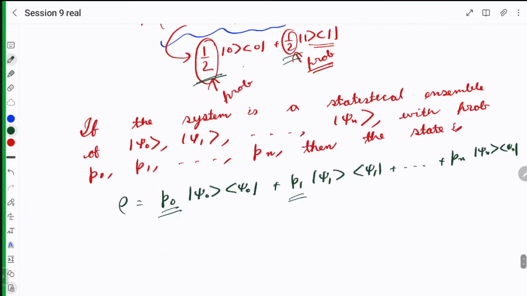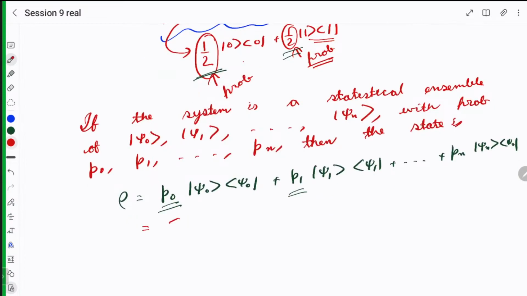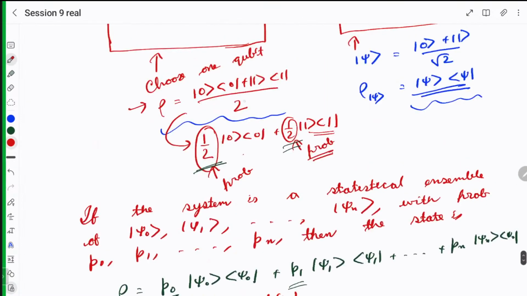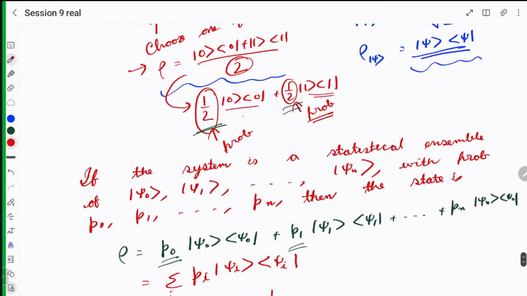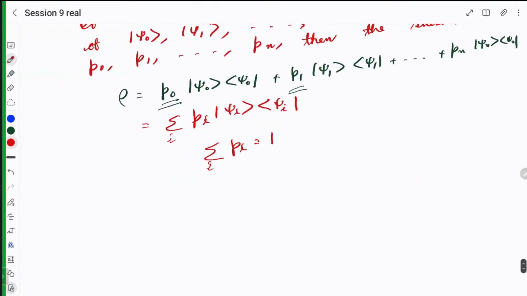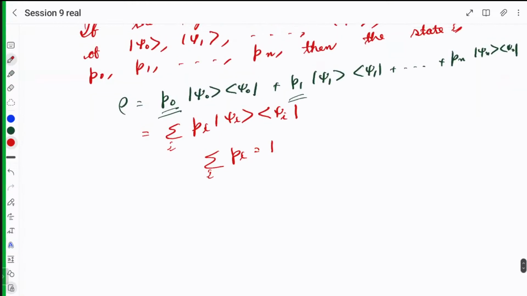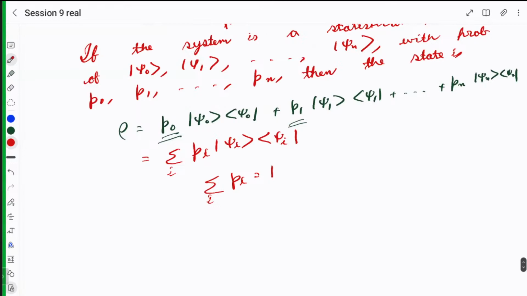Okay, and also we have to make sure that, so we can write this as the sum of Pi psi i psi i, and you have to make sure that the summation of Pi is 1. Okay, so the denominator cannot be anything. The coefficients of 0 0 and 1 1 have to be such that they add up to 1. Okay, so that's formally how you would define a density matrix. Okay, now, is it clear?